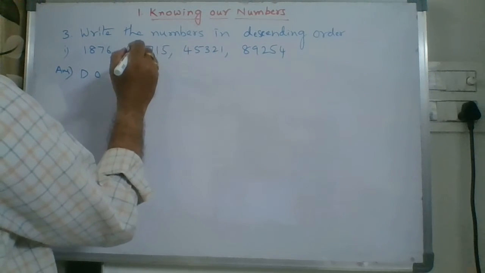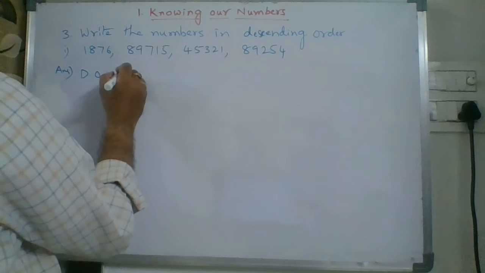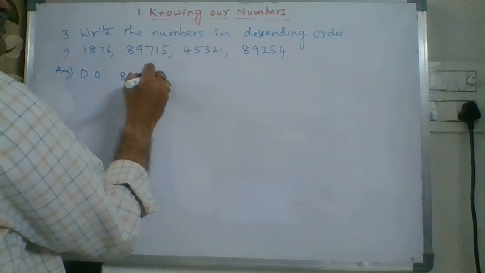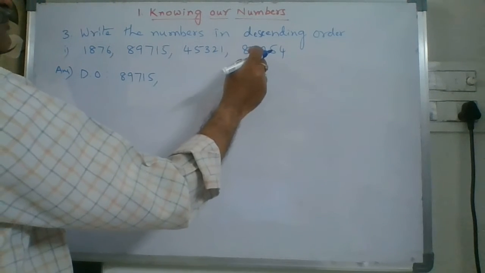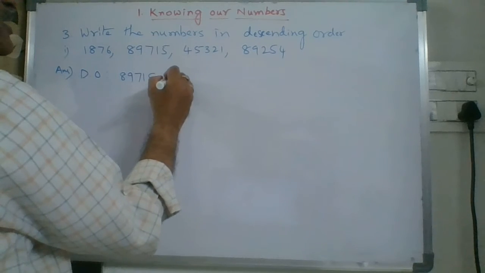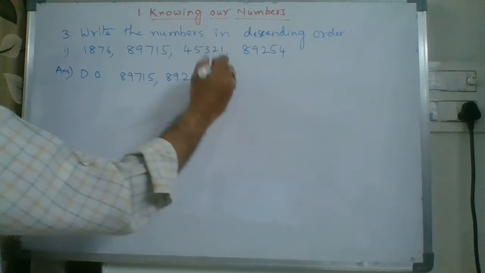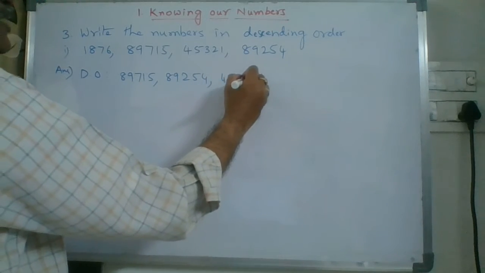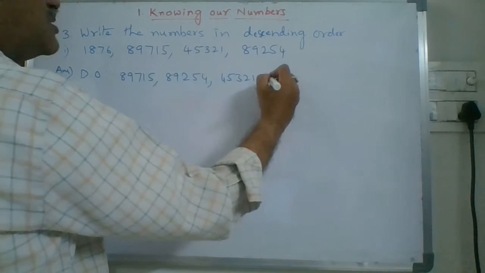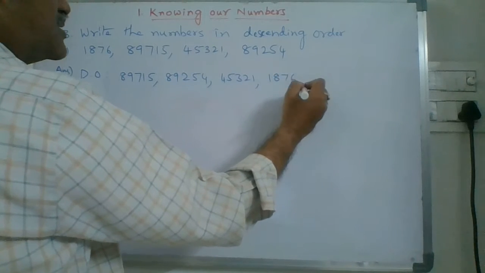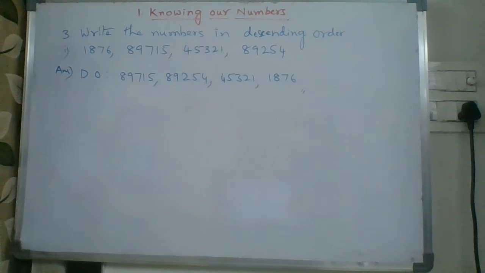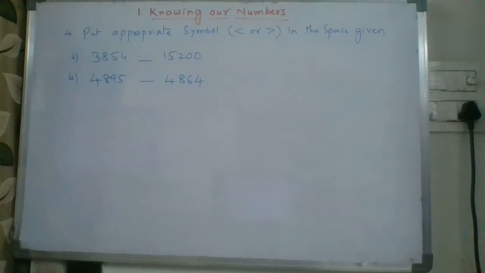Therefore, what I write first is 89,715. The next greatest number is 89,254. And next, which is greater? 45,321, and the smallest one is 1,876. This is the descending order of the given numbers.